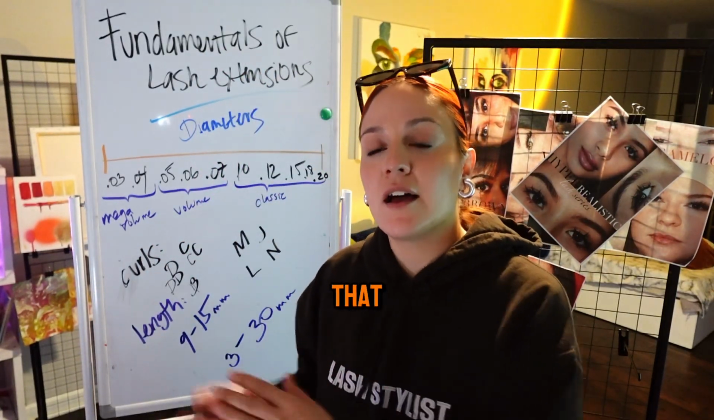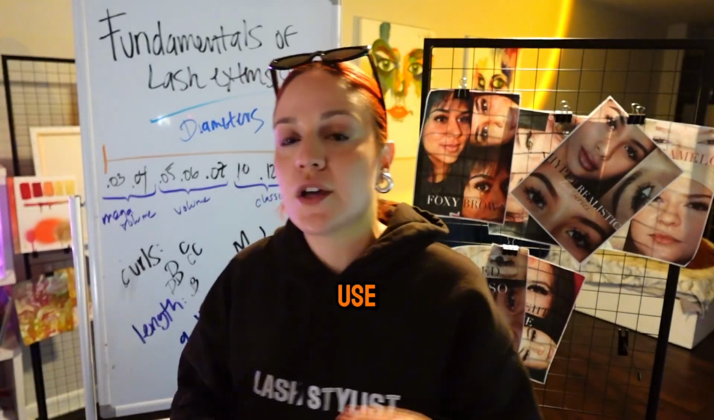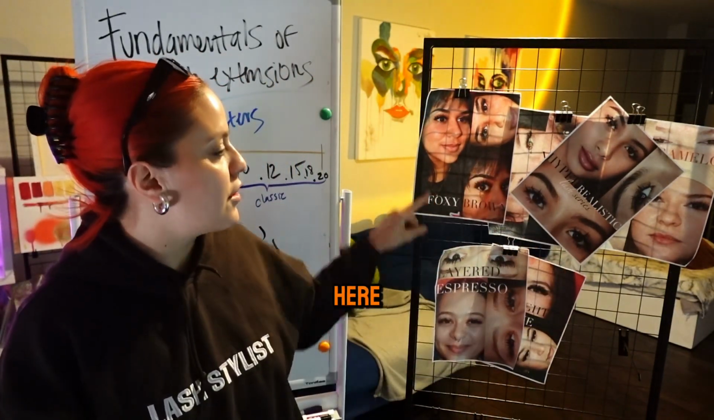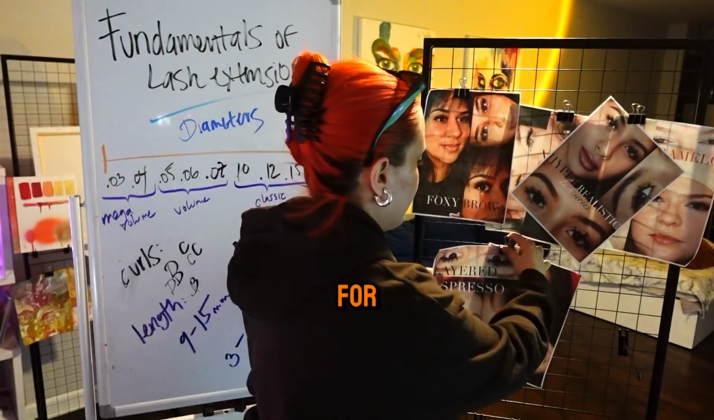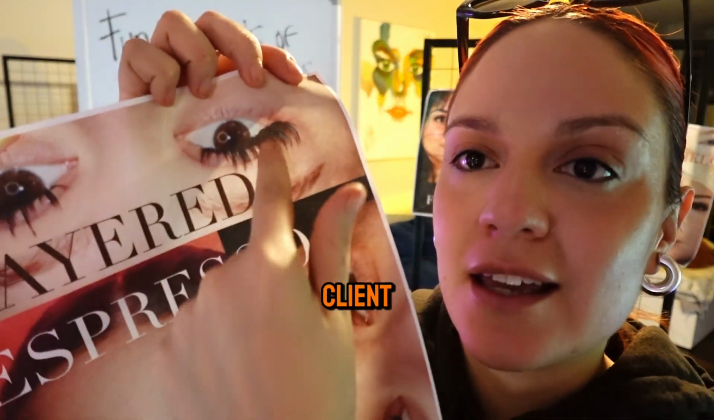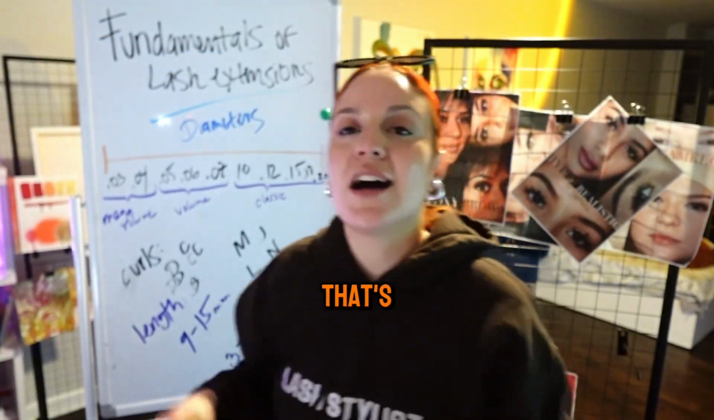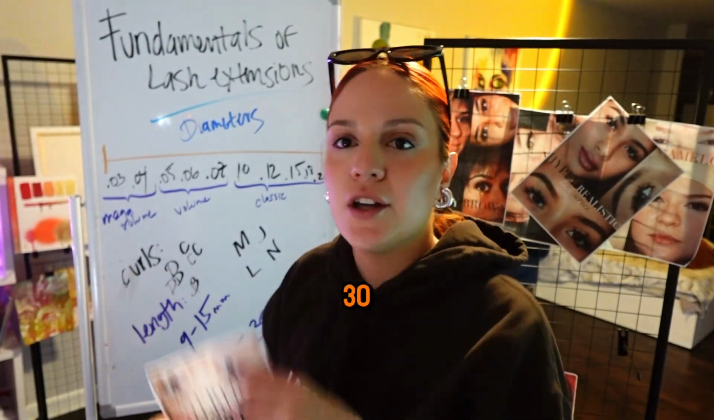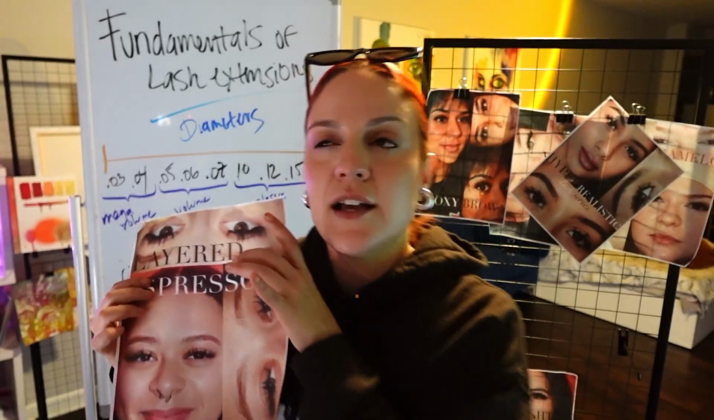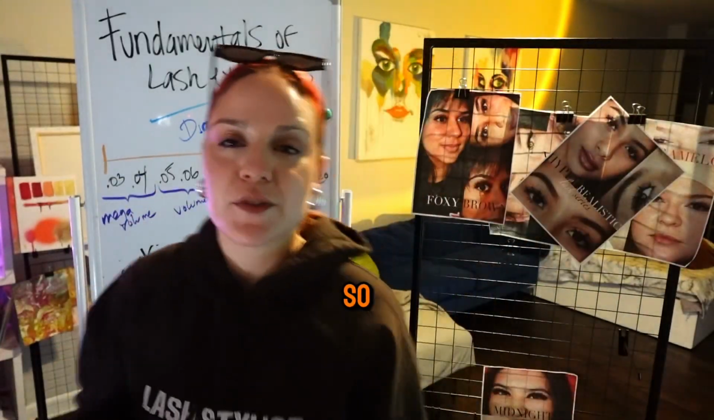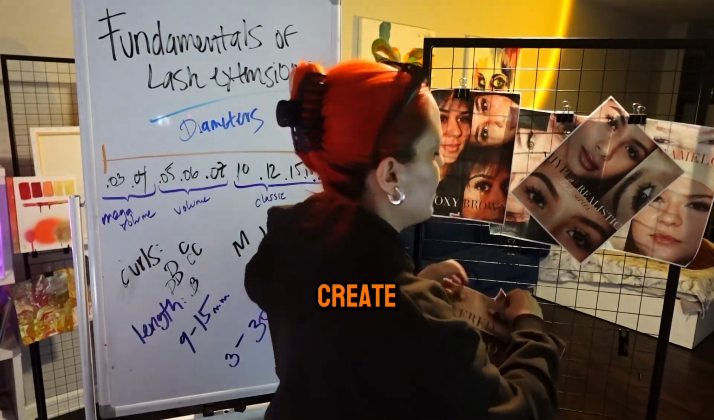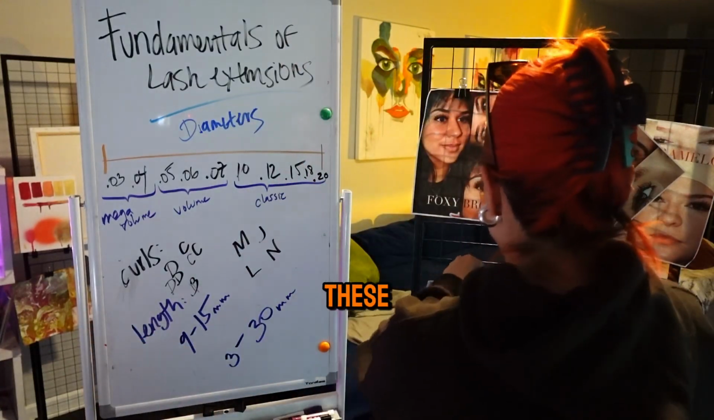So what I would recommend is that you keep some shorter lengths, and if you want to use spikes to create any looks like these right here, let's get this one for example. Here you can see how this client has texturized layers, and some of the lengths go short, long, short, long. That's why we use the longer lengths, not 30. This client, I believe her longest length was 16, and that's the absolute longest length you see on there. Okay, so you can create texture and you can create dimension when you're using these lengths.